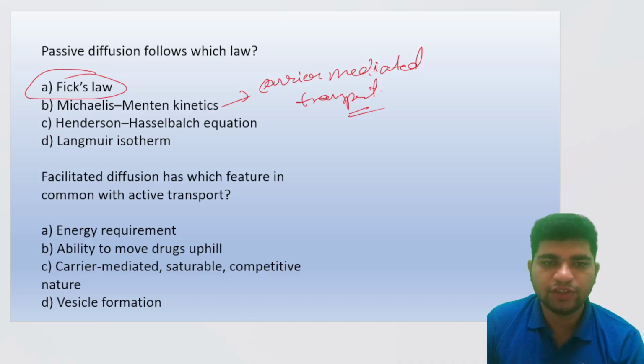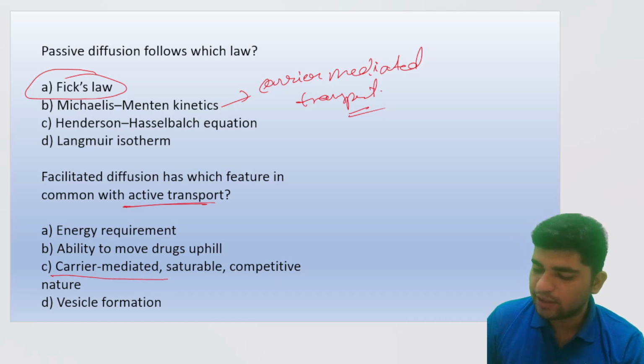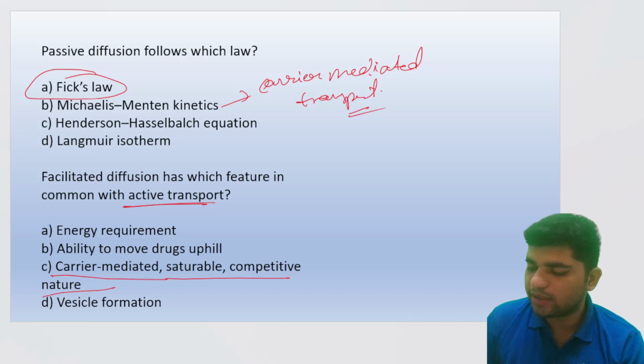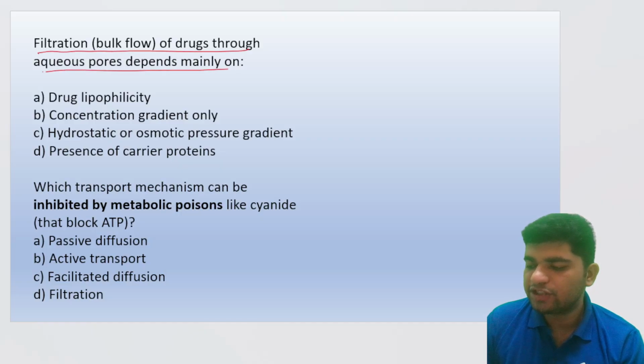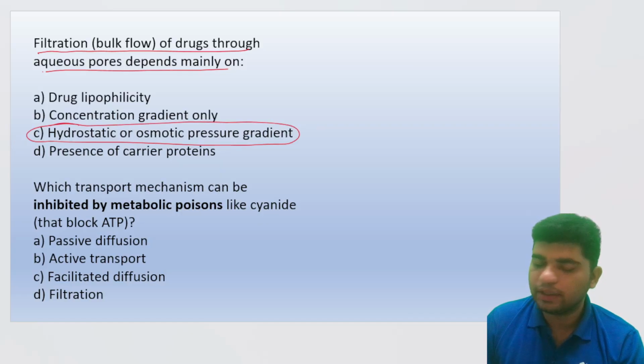Facilitated diffusion has which feature in common with active transport? Common feature with active transport is that it is carrier mediated, saturable, and competitive in nature. Some of the active transport also includes carrier mediation. All right. Filtration, bulk flow of drugs through aqueous pores, depends mainly on the hydrostatic or osmotic pressure gradient. This is from the mechanism part.